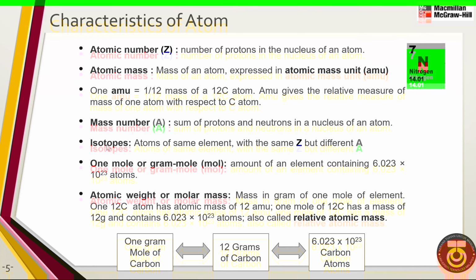Then we have isotopes. Isotopes are elements, or atoms, that have the same value of Z but different values of A.